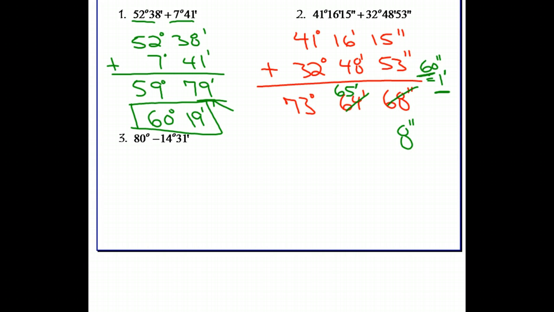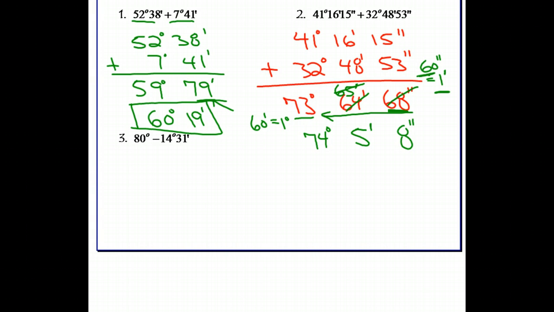Now I look at those 65 minutes and say, wait, I can't have seconds or minutes bigger than 60. So the 65 minutes, I take off 60 and it leaves me 5 minutes, and those 60 minutes equal 1 degree. So now my 73 degrees become 74 degrees.